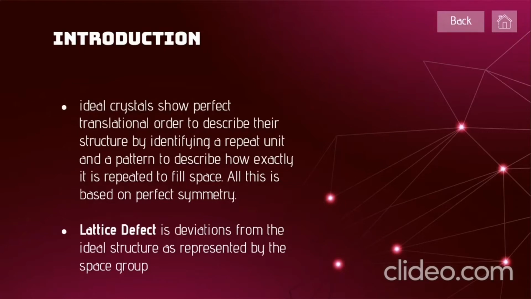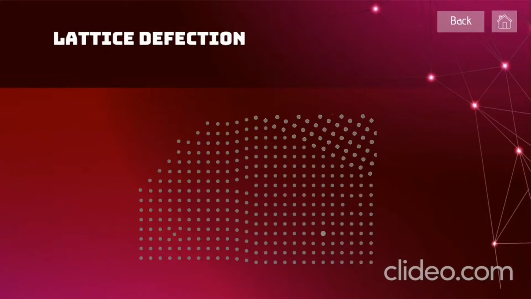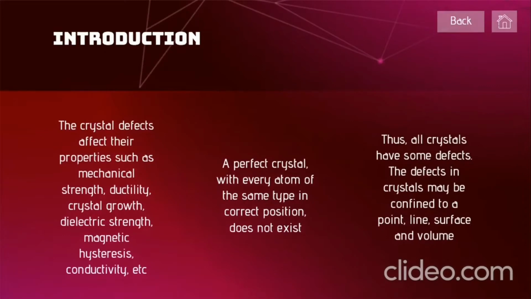Now, how does it happen? You can see in the figure below. A perfect structure will show us an arranged crystal structure without any deviation. The crystal defects affect their properties such as mechanical strength, ductility, crystal growth, dielectric strength, magnetic hysteresis, conductivity, etc.